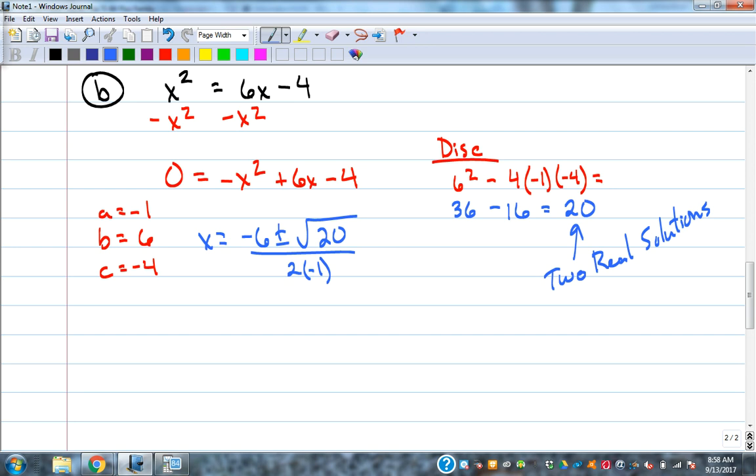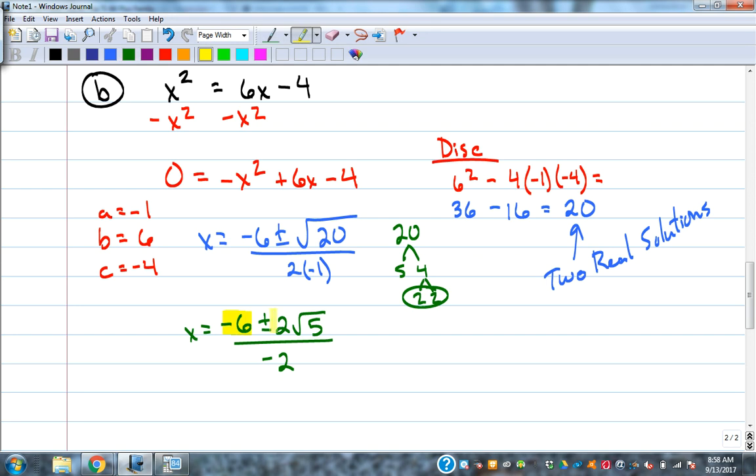Will the square root of 20 simplify? Yeah, because 20 breaks down to 5 and 4, and there's a pair of 2's. So we have x equals -6 plus or minus 2 radical 5 over -2. What do we know about all of those numbers that are highlighted there? They're all even, which means they're all divisible by 2.